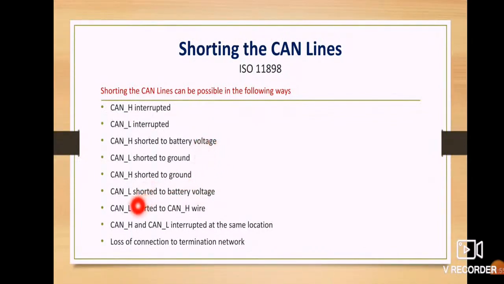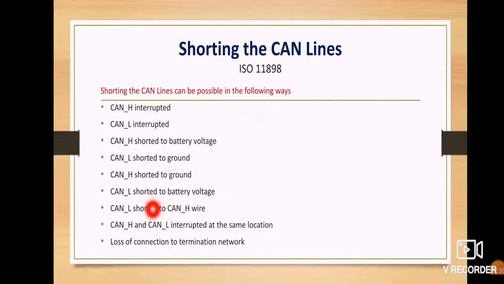If you take the CAN high and CAN low wires together and short both, then also CAN communication will not happen and the bus off condition will be achieved. Then CAN high and CAN low interrupted at the same time. Here we were interrupting only CAN high or CAN low, but if you interrupt CAN high and CAN low at the same time, or at the same location, then also you can achieve the bus off condition. Then loss of connection to the termination network.